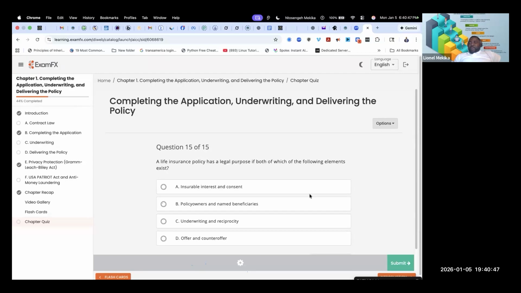All right. So 15: a life insurance policy has a legal purpose if which of the following elements exist? Again, a life insurance policy has a legal purpose if which of the following elements exist? We're looking at legal purpose. What constitutes legal purpose in life insurance? A, insurable interest and consent. B, policy owners and named beneficiaries. C, underwriting and reciprocity. D, offer and counteroffer.